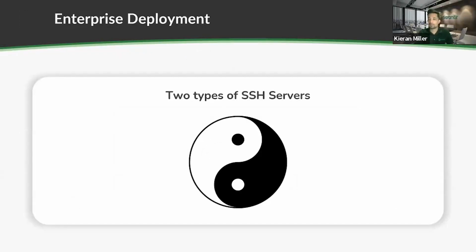So then you run into an enterprise deployment. How can you actually deploy this kind of solution in an enterprise? Well, basically, you're going to have two types of SSH servers. The first is your new SSH servers. So things that you deploy net new, think EC2 instances in AWS or that kind of thing. These are really simple to deal with. You basically just add the public key or the CA certificate at deployment time and call it a day.